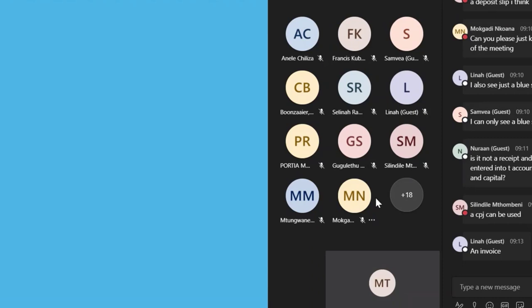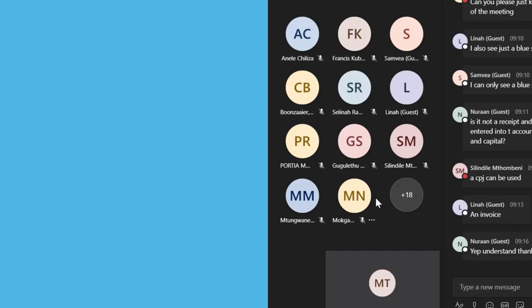And then I see Noreen asks, is it not a receipt and then entered into account for bank and capital? It is the bank statement. You will have a bank statement, or maybe also after he has deposited, maybe a deposit slip, or maybe his transfer, that he transferred that money. So that deposit slip from the bank, that also is a source document. That deposit slip from the bank saying that he's deposited 40,000 into his business.